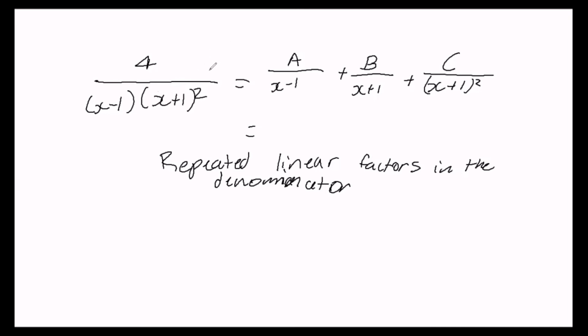Awesome. So what if they weren't linear? What if I had, say, 5x plus 2 all over x minus 1 bracket x squared plus 2x plus 4? What if I had something like that?